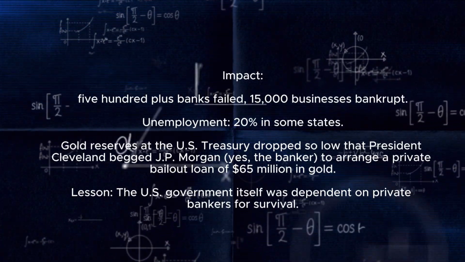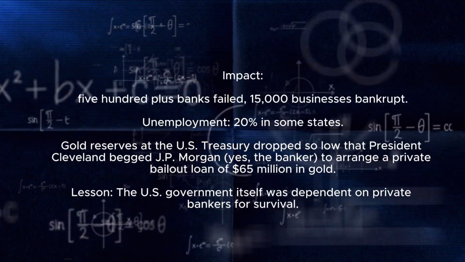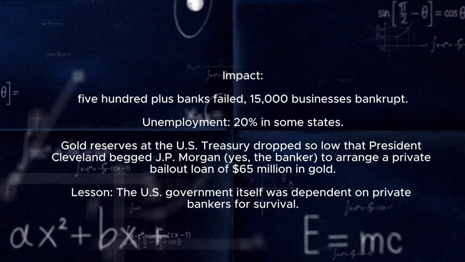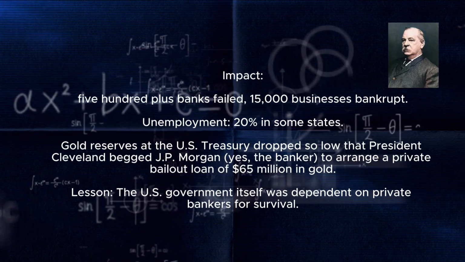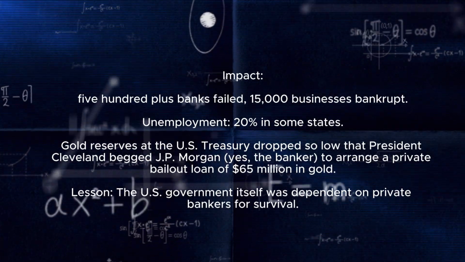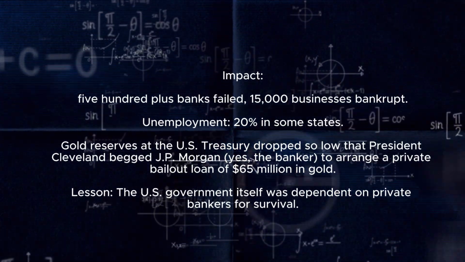Gold reserves at the U.S. Treasury dropped so low that President Cleveland begged J.P. Morgan, yes, the banker, to arrange a private bailout loan of $65 million in gold. Lesson: the U.S. government itself was dependent on private bankers for survival.